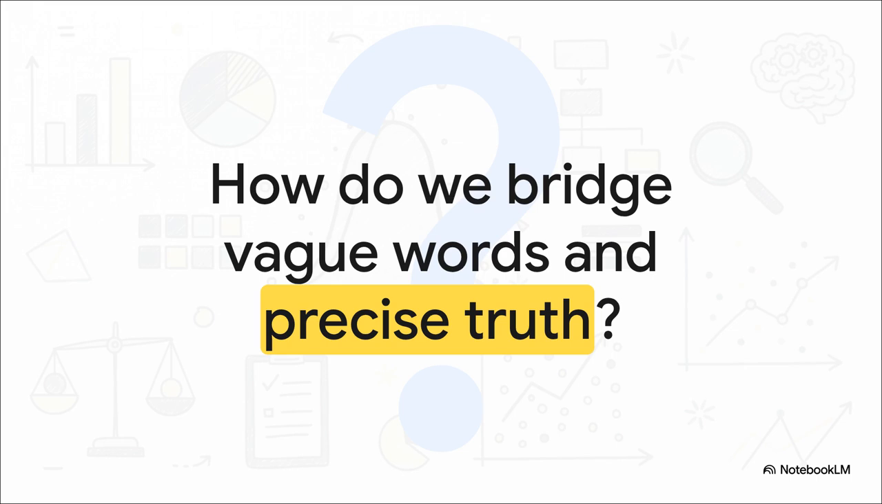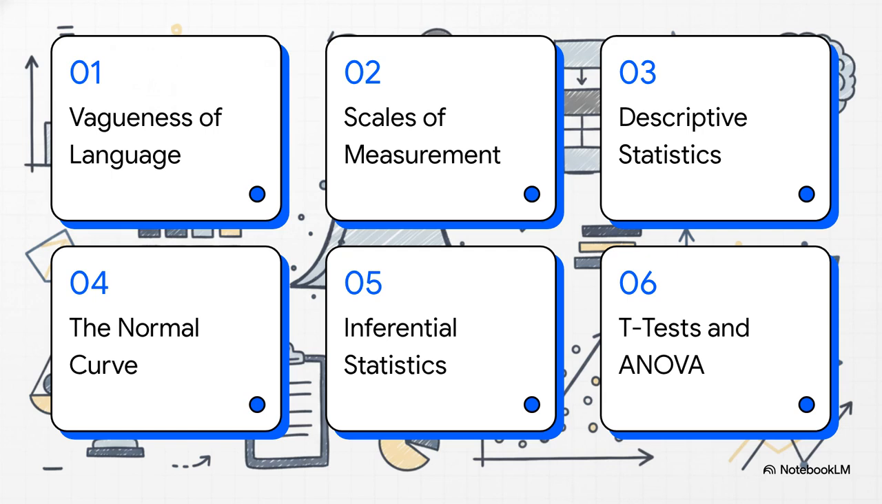Well, to uncover the hidden source code of reality, we need a formal system. We essentially need a method to swap out our qualitative ambiguity for quantitative insight. That's what allows us to superimpose these perfect, clean mathematical models onto our incredibly messy, unpredictable material world. All right, here is our architectural blueprint for today. We'll kick things off with the vagueness of language, build our base with scales of measurement, organize everything with descriptive statistics, meet the legendary normal curve, dive deep into inferential statistics, and finally, reach the summit with t-tests and ANOVA.